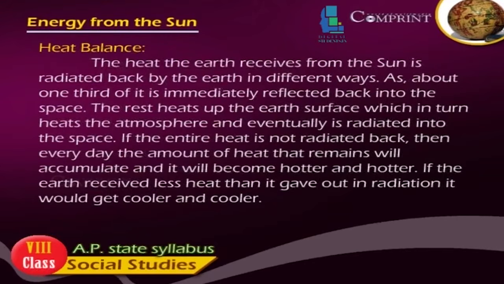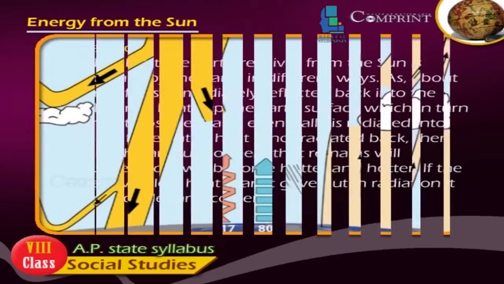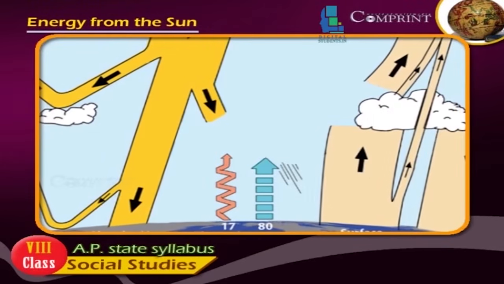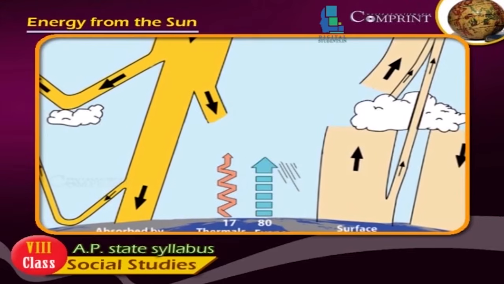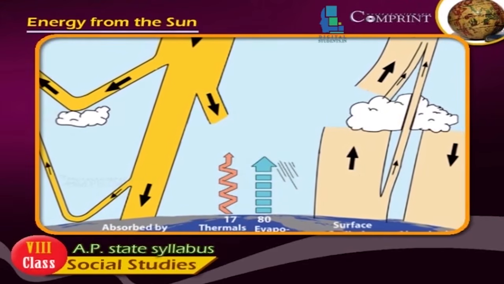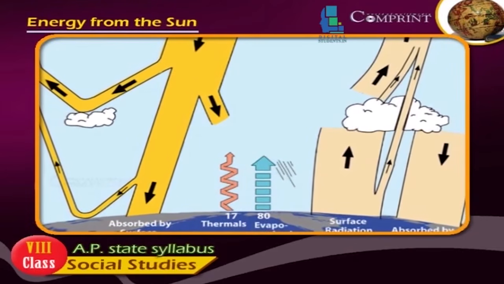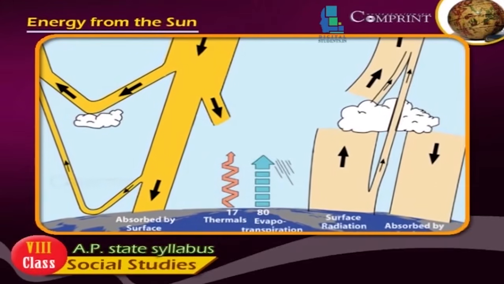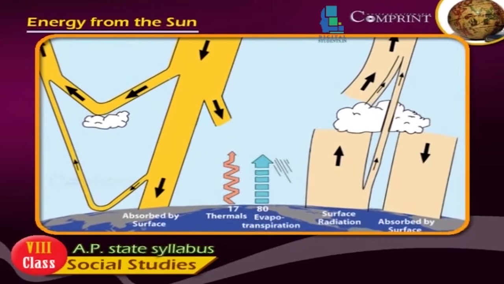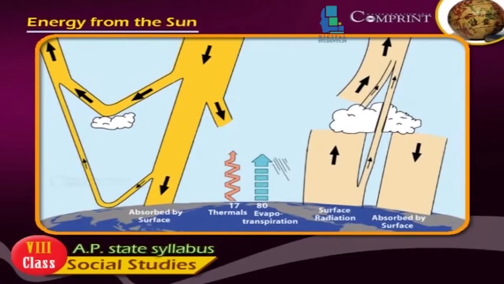Heat balance. The heat the Earth receives from the sun is radiated back by the Earth in different ways, as about 1/3 of it is immediately reflected back into space. The rest heats up the Earth's surface, which in turn heats the atmosphere and eventually is radiated into space.